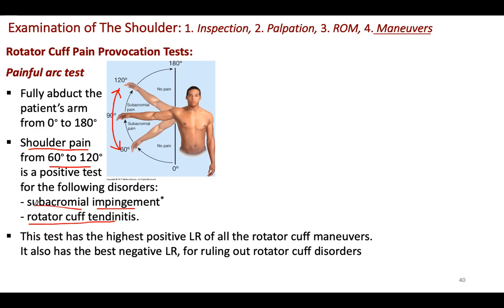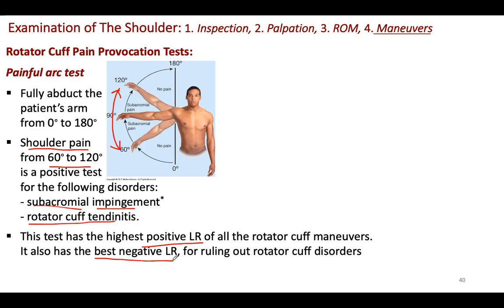But the painful arc test does not tell you which one of the 4 muscles has the problem. It tells you that there is a problem in one or more of the 4 muscles. Which one? We don't know yet. This test had the highest positive likelihood ratio. A high positive likelihood ratio means it's a good specific test. And it also has the best negative likelihood ratio, which means it's a very good sensitive test.